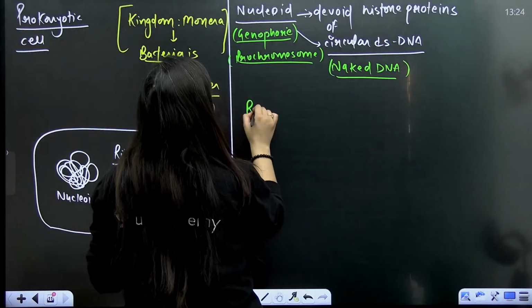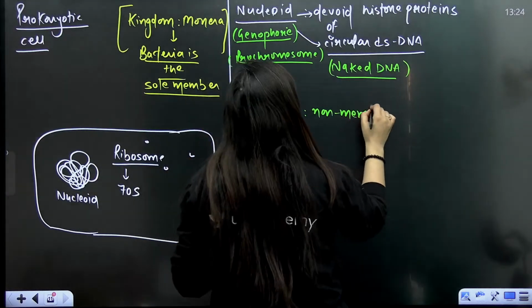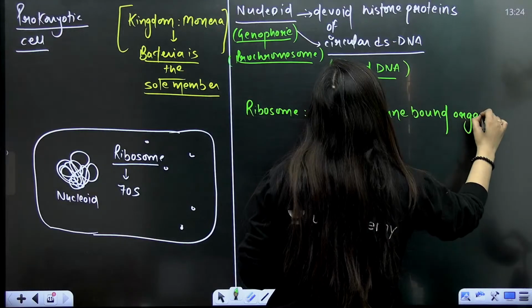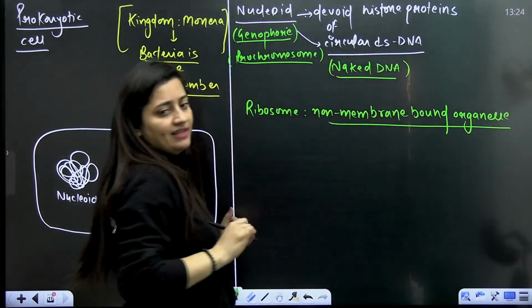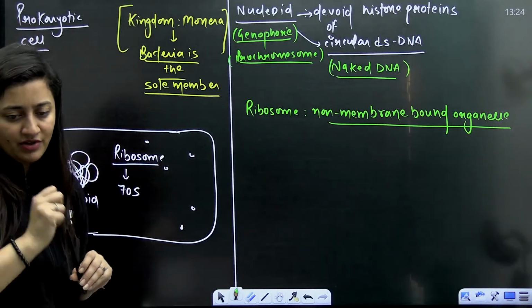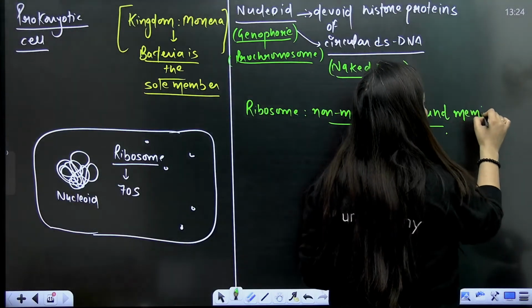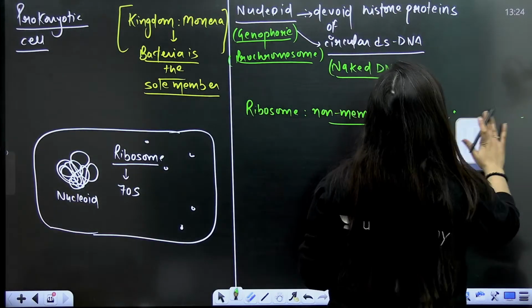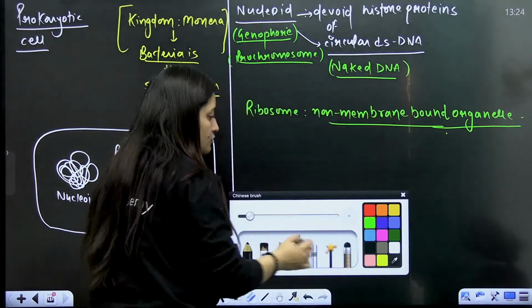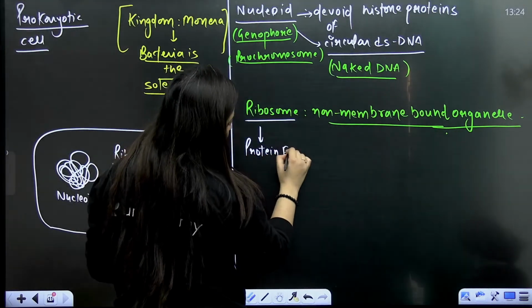When you talk about this organelle, the ribosome, remember, it's a non-membrane bound organelle. What type of organelle is it? It's a non-membrane bound organelle. Matlab, it is not covered with any membrane. That's what I'm trying to say. Ribosome. So what is the function of the ribosome? It's the protein factory. It makes the protein for this particular cell.